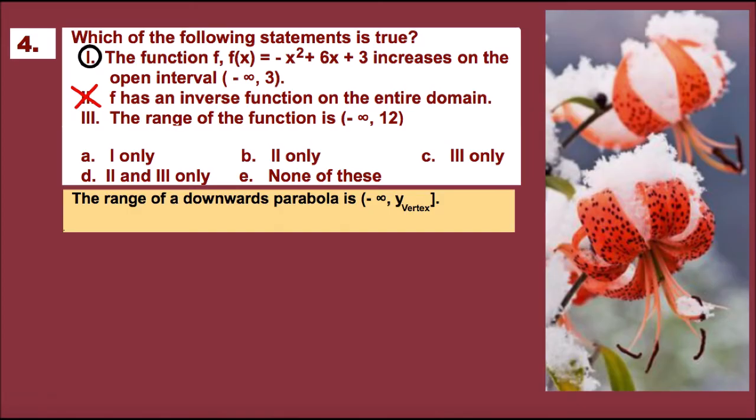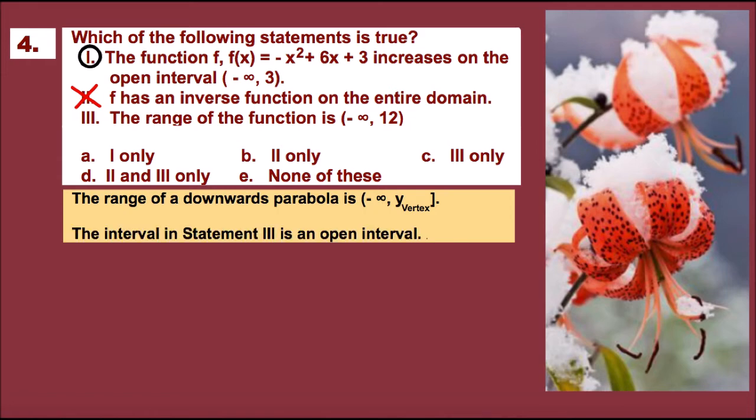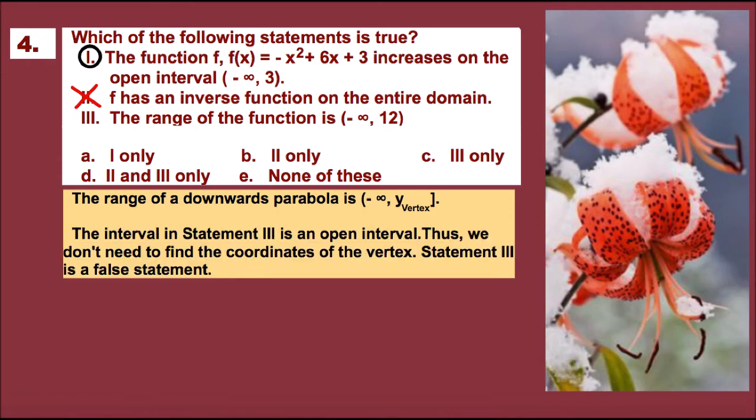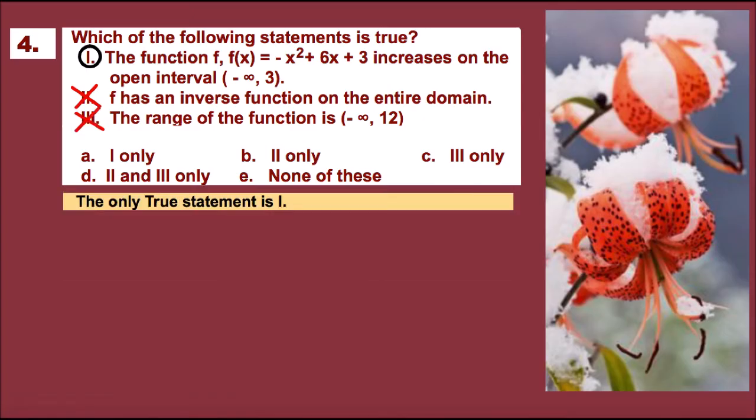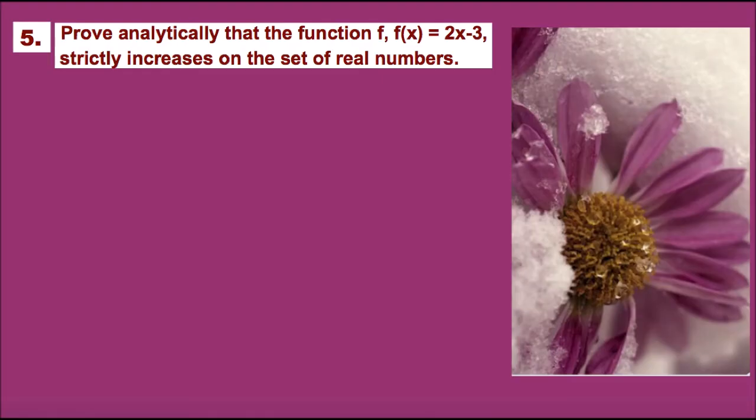The range of a downwards parabola is the open interval (-∞, y vertex). The interval in statement 3 is an open interval. Thus, we don't need to find the coordinates of the vertex. Statement 3 is a false statement. The only true statement is 1. In conclusion, the correct answer is A.